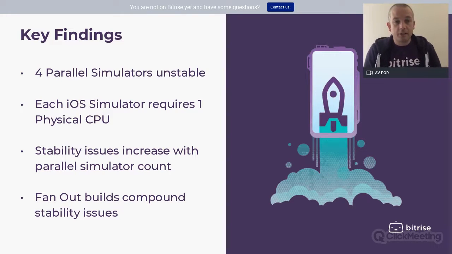Each iOS simulator does need a physical core, so I don't see any way around this. If you've got 2 cores available to yourself, you've got 2 simulators as your stability limit. And the more simulators you run in parallel, the higher your failure rate is going to be.